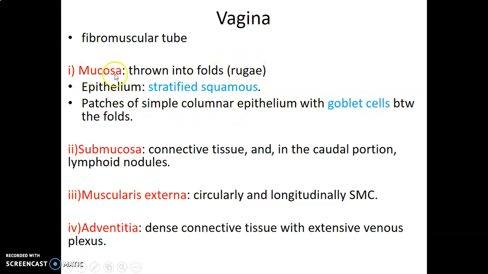Then after submucosa, we have muscularis externa with inner circular and outer longitudinal smooth muscle cells. And lastly, the outermost layer is the adventitia, containing dense connective tissue with extensive venous plexus.